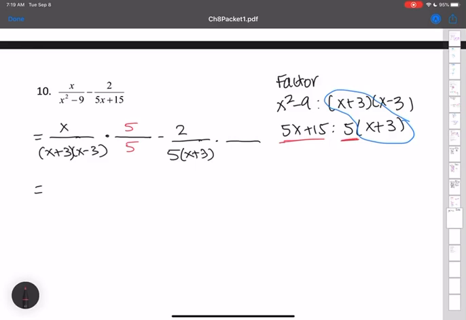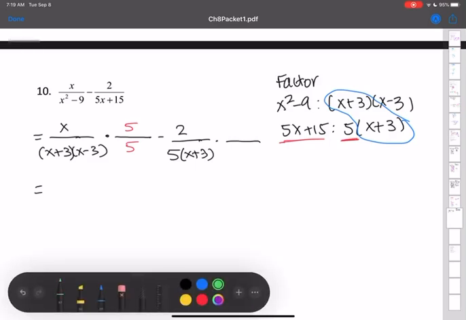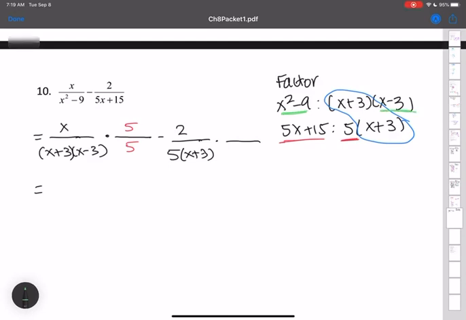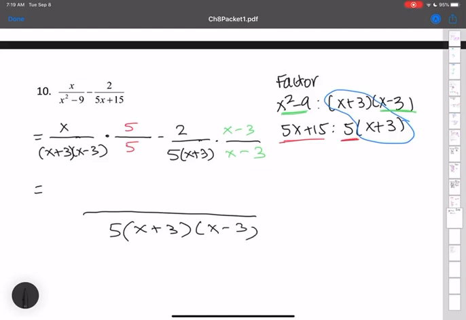Multiply by 5 over 5. Now I'm looking at the 5 times the quantity x plus 3, so I go to the opposite one, and I see the factor that I'm missing is x minus 3. Now on the bottom, you can see I have the common denominator. We have the 5, we have the x plus 3, and we have the x minus 3. Up top, x times 5, we get 5x. Minus the 2 times the quantity x minus 3.